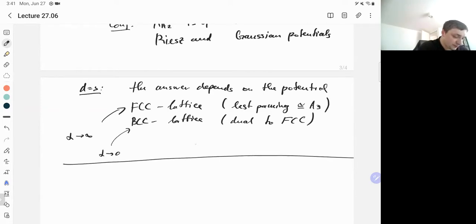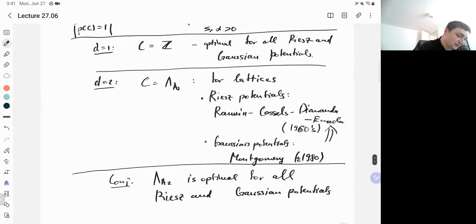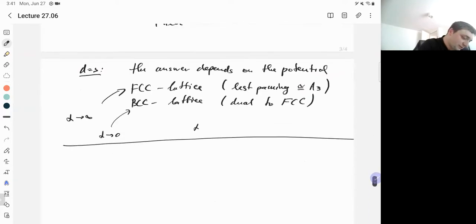But in fact, in the Gaussian energy case, for alpha around pi, neither is optimal. There are configurations which beat both of them. Neither lattice is optimal.